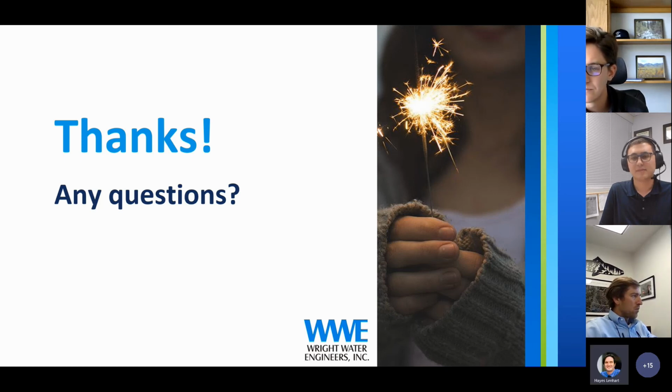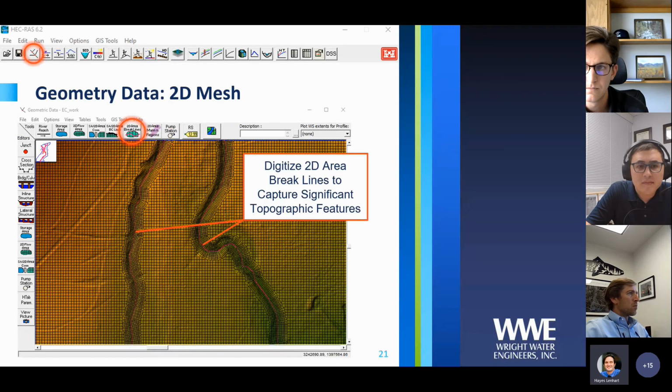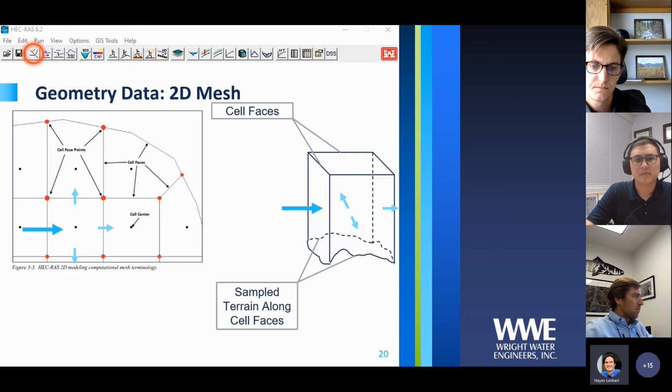Hey Drake, this is Hayes here. I had a quick question on your cell slide where you had the flow going to the different locations. Does the terrain that gets brought into that cell, is it just the 4 points of the square, so to speak, that route that flow in the other directions, or does it actually take into consideration the terrain in between those points? It takes into consideration the terrain in between.